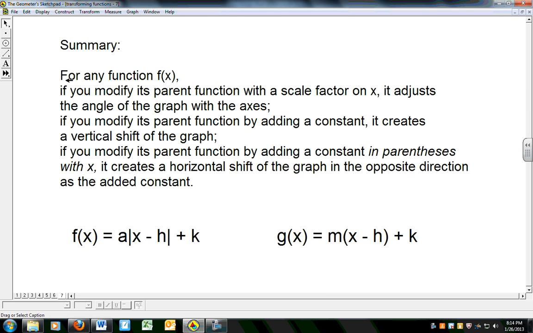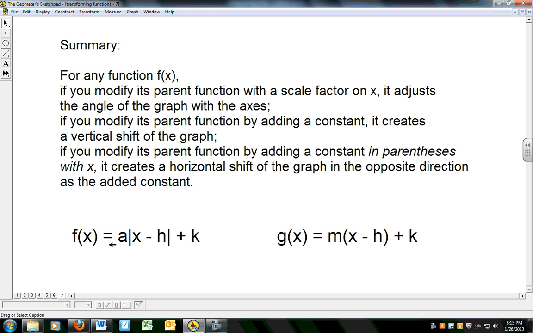So in summary here, for any function f of x, it seems that if I modify its parent function with the scale factor, it adjusts the angle that that graph makes with the axes. I'm going to call that an angle thing because in slope and with absolute value, I'm kind of mixing my terms quite what I want. If I modify it by adding a constant, it does that vertical shift to the graph. And if I add that constant so that it's in grouping symbols, parentheses with x, then what it does is it creates a horizontal shift to the graph that's opposite of the direction of that added constant.